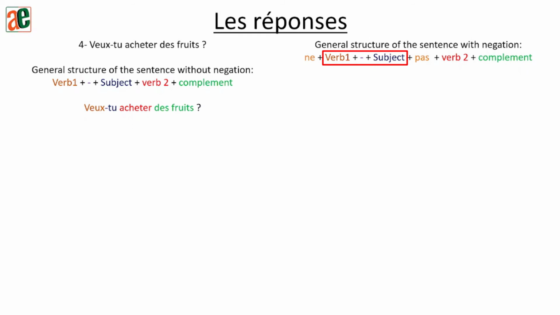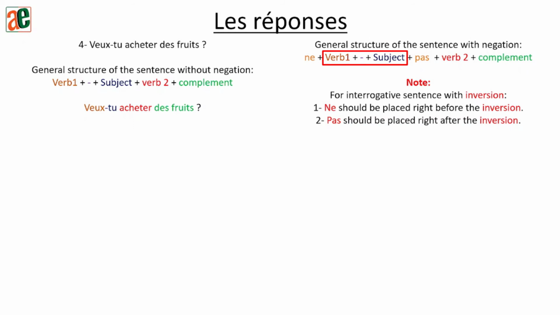Understood this part? Okay? So this whole thing will be a block. We can't put anything in between. So ne will come before and pas will come after the block. So again, we should not forget, for interrogative sentence with inversion, okay, ne should be placed right before the inversion and pas should be placed right after the inversion. So again, the same things I was telling you. So this part is the inversion, okay, so we can't put anything in between. So we are going to put our ne before the block and pas after the inversion.